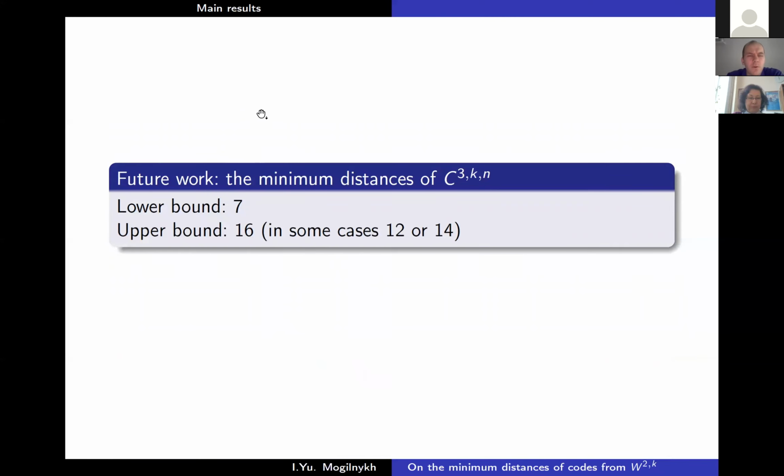So the future work is as follows. We would like to find the minimum distance of the code C3Kn. The lower bound is 7. This is what we have so far. The upper bound is 16, and it also could be improved to 12 or 14, depending on the value of K. So we have some work to be done here, but still we are pretty much optimistic.